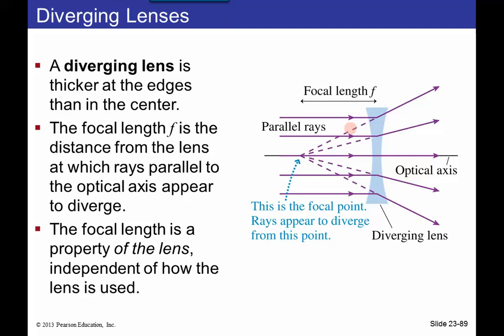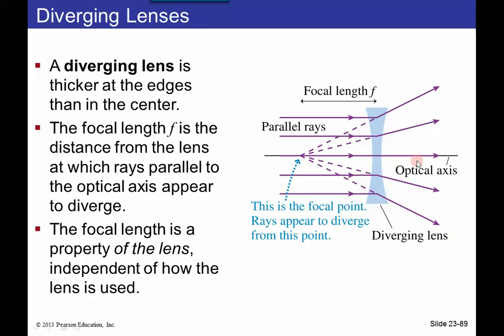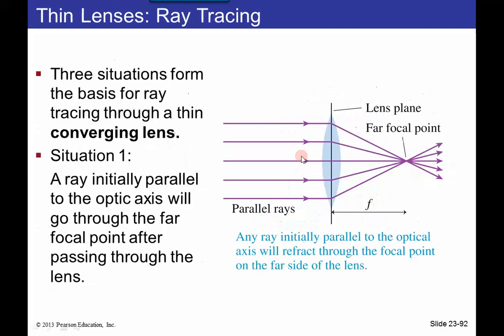For a divergent lens, the lens is thinner here in the middle, and the focal length is the distance from this point to the center of the lens, and light appears to diverge from this point. So this is the behavior of divergent lenses as opposed to the behavior of convergent lenses, in which light converges at this point. In here, the rays appear to diverge out of this point.